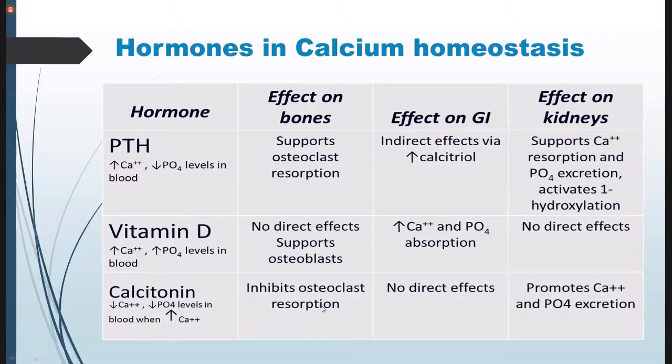In this way, the calcium in the blood is not increased, it remains in the bones, and the calcium level is lowered. Its effect on the GI is not as such any significant. However, it helps in promoting calcium and phosphate excretion in the kidney. So you see, the main function of calcitonin is to lower the serum calcium levels, whereas the main function of the PTH is to increase or maintain the higher level of calcium in the blood. When these two hormones are working in balance with each other, the calcium levels are maintained in the normal range.